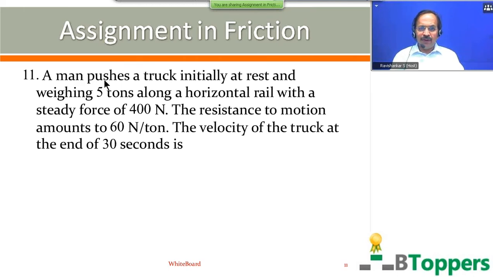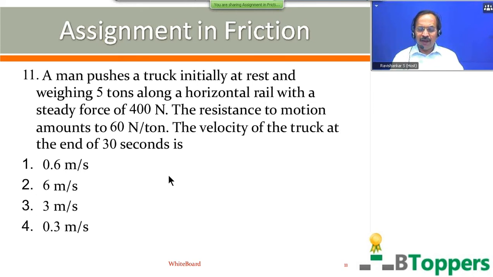A man pushes a truck initially at rest and weighing 5 tons along a horizontal rail with a steady force of 400 Newton. The resistance to motion amounts to 60 Newton per ton. The velocity of the truck at the end of 30 seconds is... Come on, try the question. I've shown the 4 options on screen.